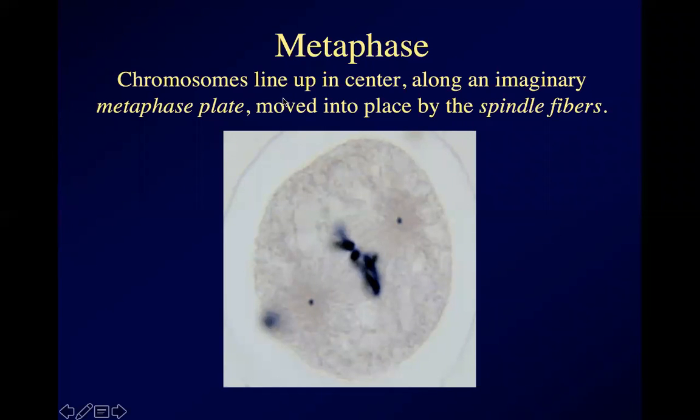So at this stage called metaphase, right? Prophase was first. Now we have metaphase, as in I never met a phase I didn't like. The chromosomes line up in the center along this imaginary plane called the metaphase plate. And what's moving them around is those spindle fibers, the spindle fibers that are created by these little speck-like structures called centrosomes.